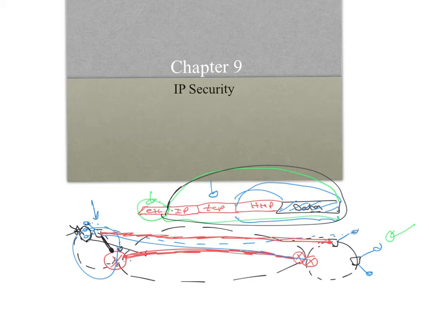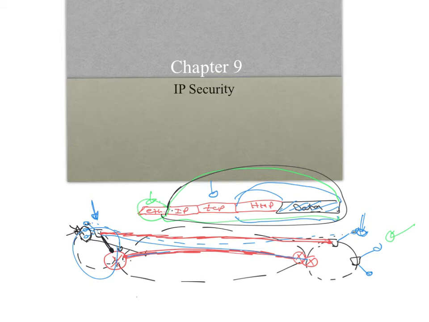This is a private LAN, right? And this is a private LAN, and they are interconnected using a WAN. So we can provide security between this private LAN and this private LAN, in which case we establish a tunnel. We call it a tunneled mode for IPsec.